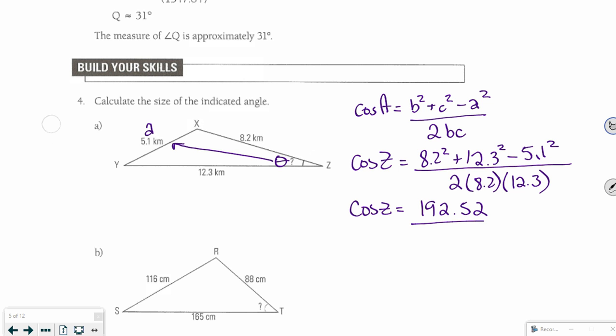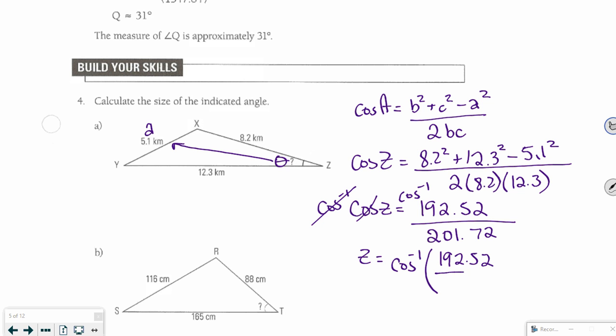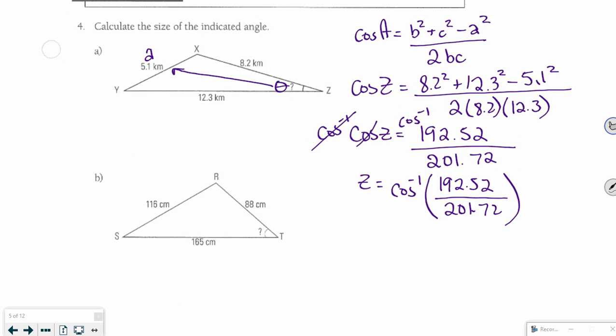192.52 divided by 201.72. And then to get rid of the cos and get just the Z by itself, we do the inverse. Causes that to cancel out. So Z is going to equal the inverse cos of 192.52 divided by 201.72. And if we put this on our calculator, we end up with angle Z equals 17 degrees. Don't forget the degrees symbol. Angles are always measured in degrees.